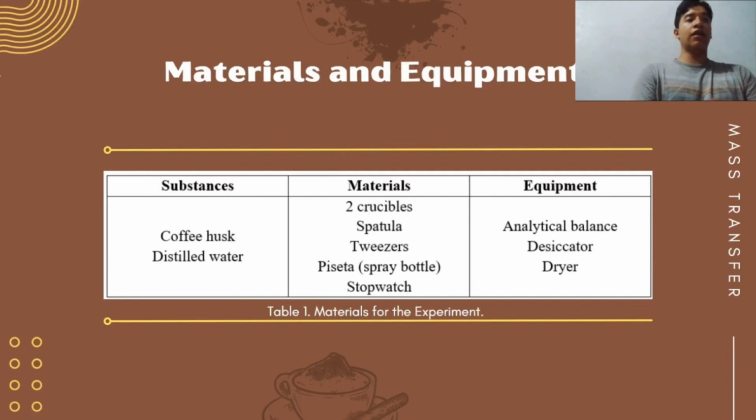In materials and equipment, we used as substances coffee husk and distilled water. In materials, crucibles, spatula, tweezers, pisette, and in equipment, we use an analytical balance, desiccator, and dryer.